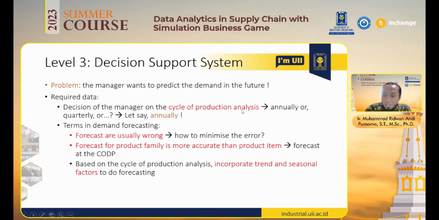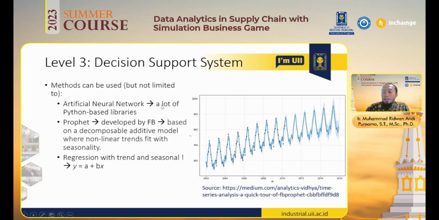So we need to forecast the bakpia at the CODP, the customer order decoupling point. And based on the cycle of production, we need to incorporate trend and seasonal factors to do the forecasting. Okay. And then, after we understand the required data, we need to determine the method. We need to conduct some study about the method that can be used to predict the demand in the future.